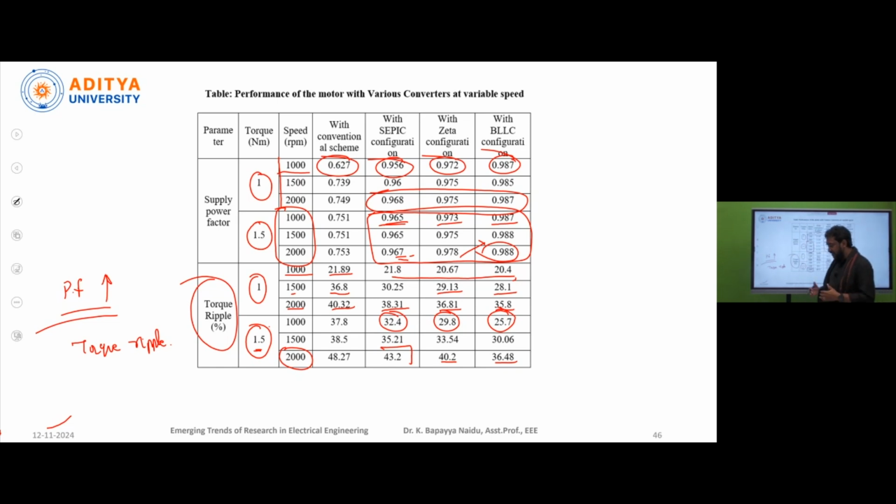Now, we will take a small break. After the break, we will continue. How can we improve the power factor as well as reduce the torque ripple? Okay. Take a short break. After 10 minutes, we will be back.